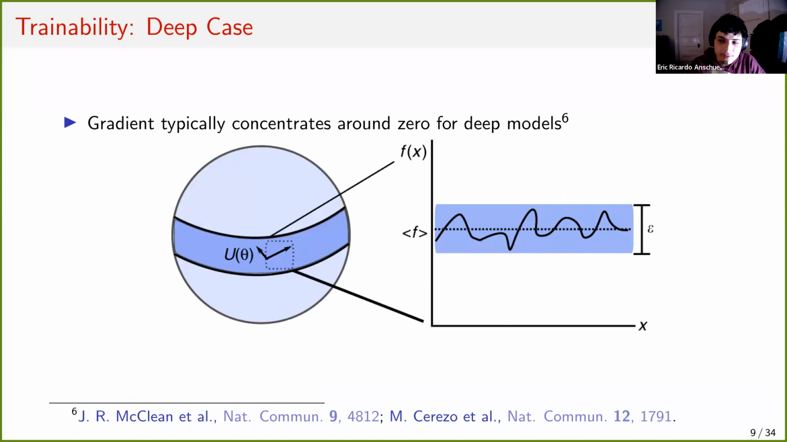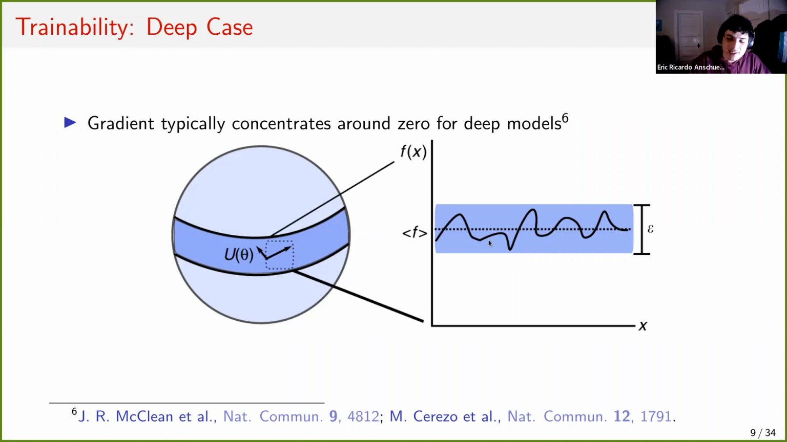typically, your function value will concentrate around the mean. So in other words, if you were to take the gradient at most points in the loss landscape, this gradient is going to be exponentially vanishing with the system size and very difficult to measure via sampling or something. So because of this, these deep models aren't very conducive to training.